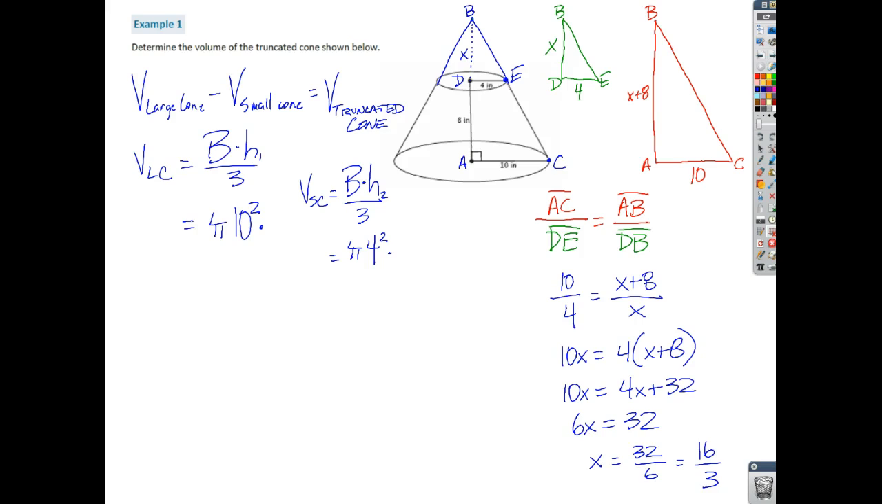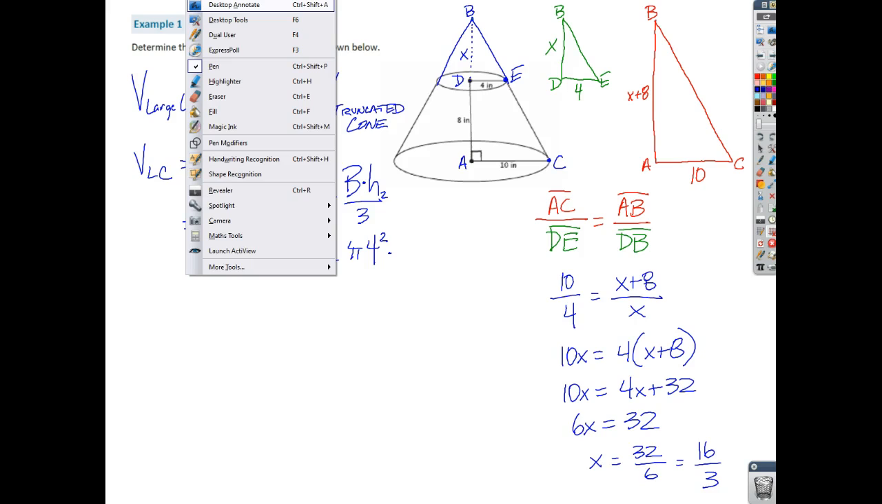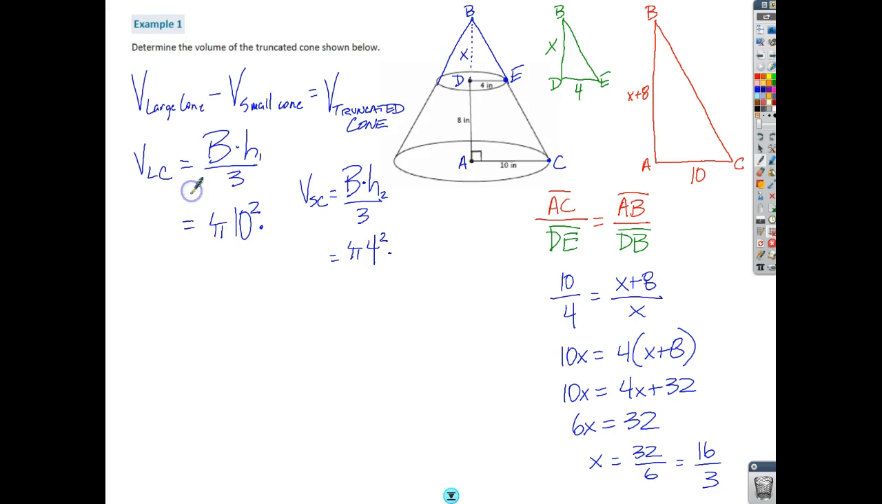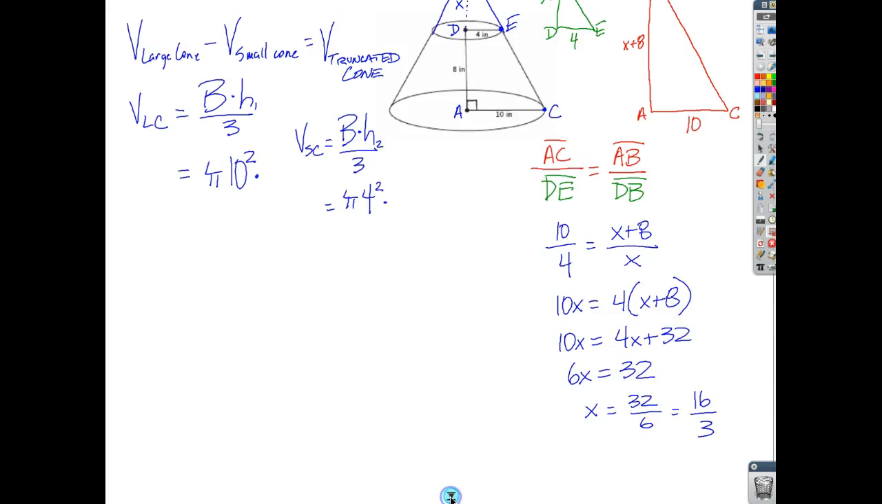Let's see if I can get in here real quick. Hold on. Sorry, technical difficulties. Where is it? I'm looking for, there it is, page extender. Okay, so we're going to use this for a minute. All right, so now I'm just going to go down a little bit.